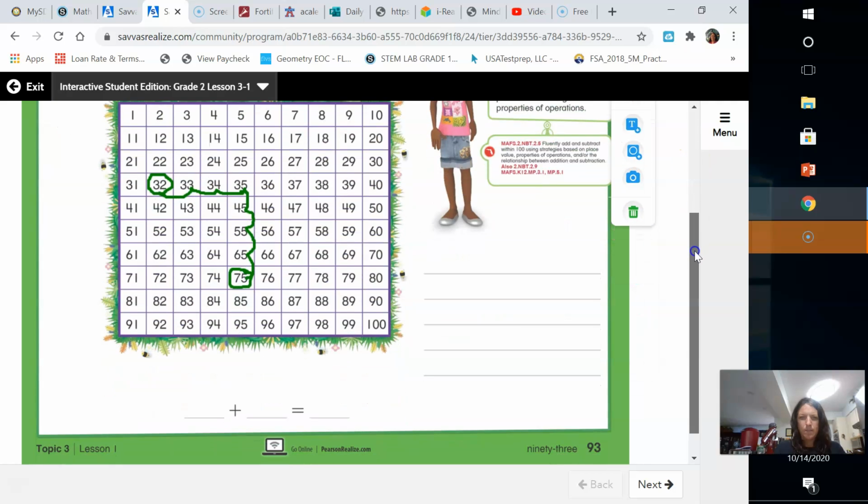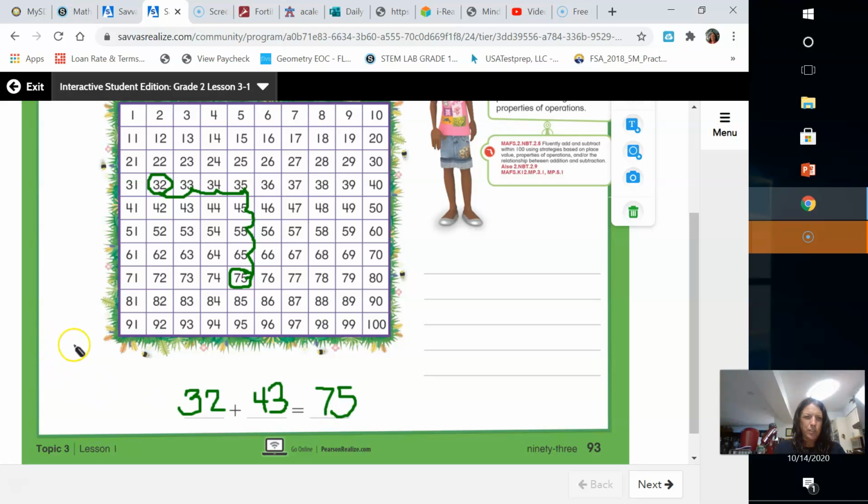Now, down here it asks you to write the equation that we just solved. Grab my pen again. So we started on 32. We added 43. And we landed on 75.